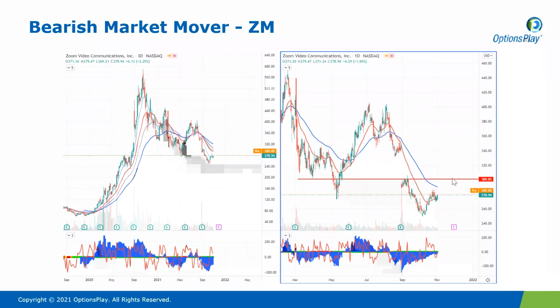A good risk-reward earnings play on Zoom, should Zoom disappoint in earnings. And from there, I do see price maybe declining to around the 240 support level or so.